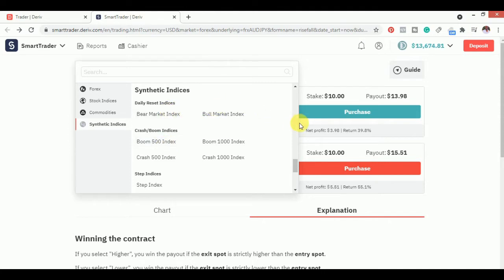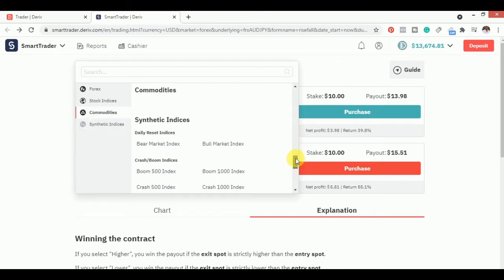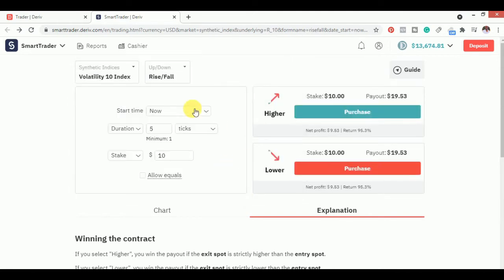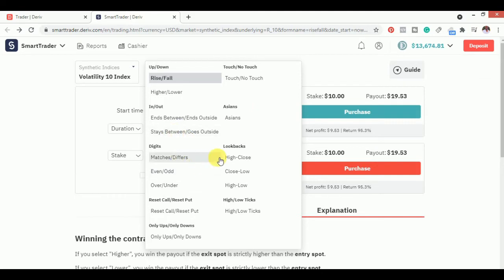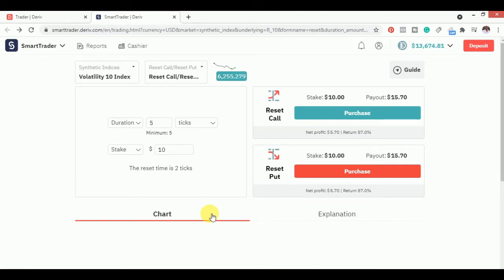Now let's switch to volatility 10, or volatility 100. Continuous indices. Let's see, volatility 10, reset call option. Okay, reset call and reset put. This is the only place this can be found, and you can see it here. If you go up, whether you're placing reset call, the payout is about 57%, that's $5.70 for a $10 stake, and then if you're going for a reset put, that is also about 57%.